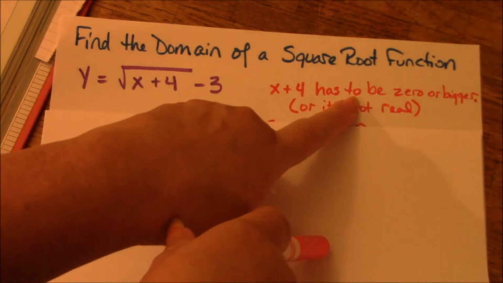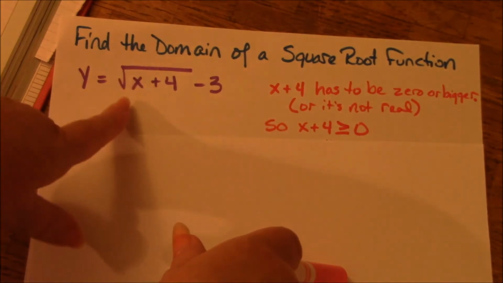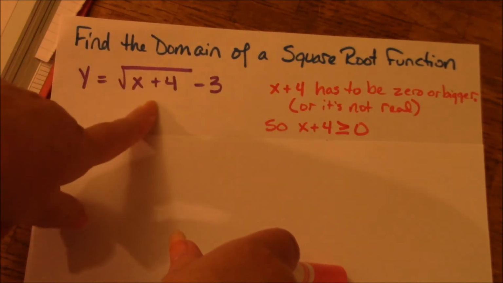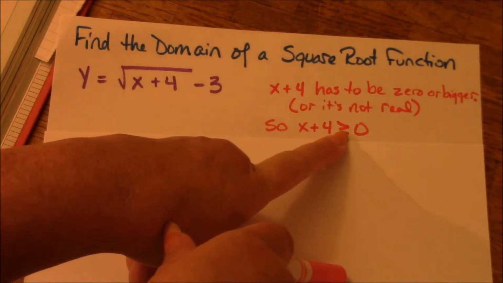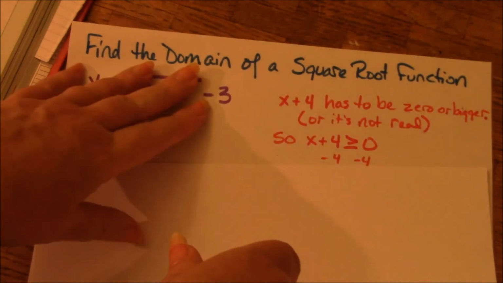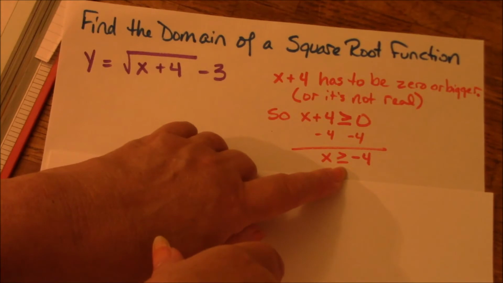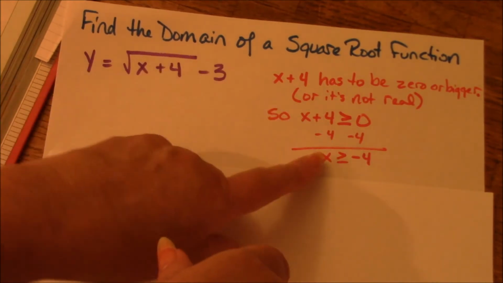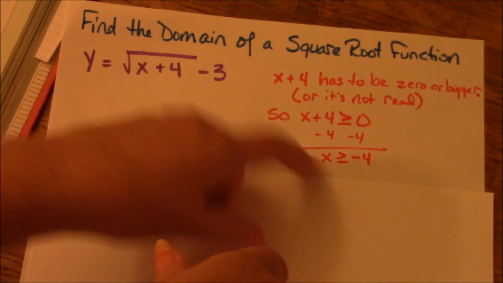x plus 4 has to be 0 or bigger or it's not real, which means that we don't have to solve for y. It's asking us to find the domain. So we're going to say x plus 4 is greater than or equal to 0. And then we're going to subtract 4 from both sides, and we know that x is greater than or equal to negative 4. And that's our answer. That's the domain. x is all the numbers greater than or equal to negative 4.